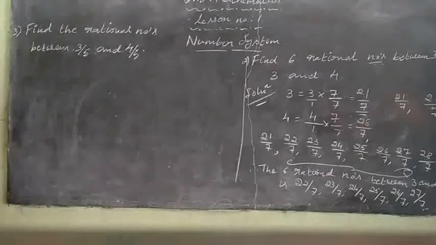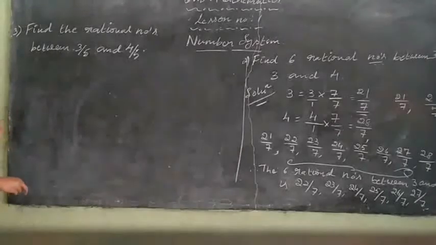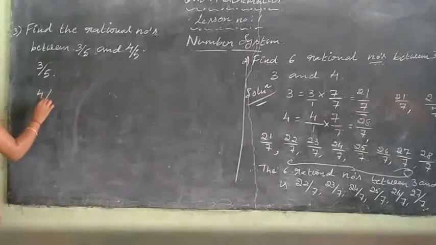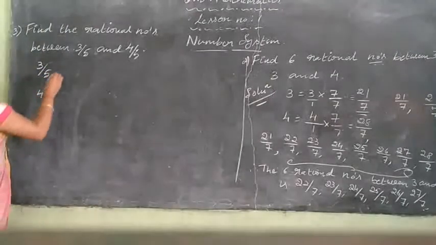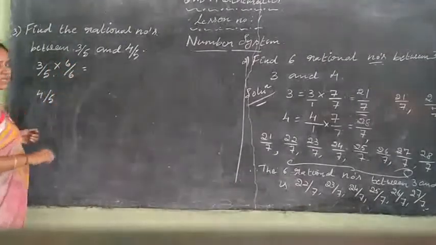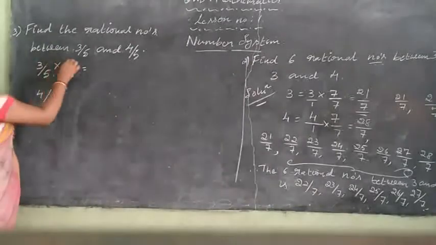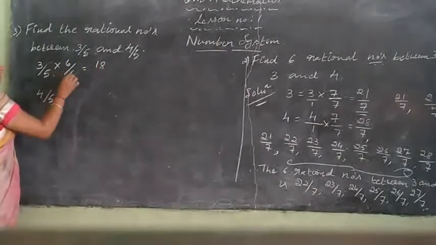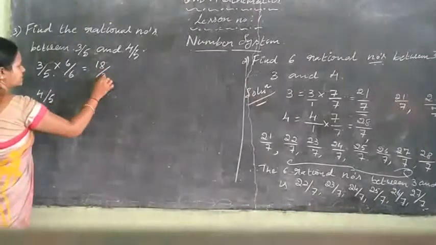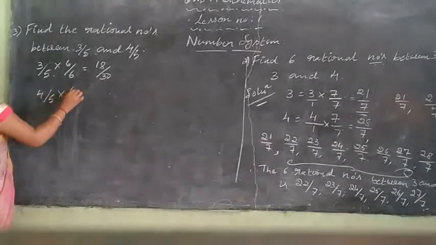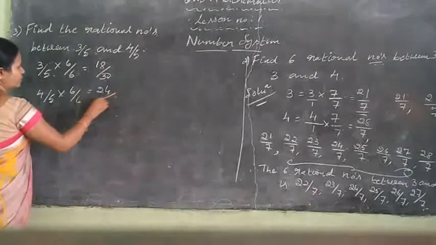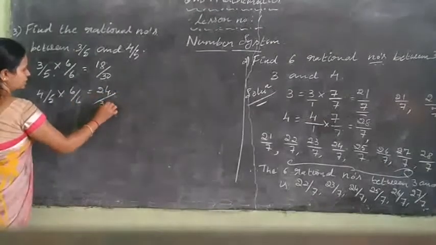Okay, here also we are going to do the same steps. Take the first one, that is 3 by 5. The second number is 4 by 5. Here we are going to multiply the numerator and denominator by 6, children. 3 sixes are 18. 5 sixes are how much? 5 sixes are 30. In the same way, for this also multiply by 6. 4 sixes are 24. 6 fives are 30.